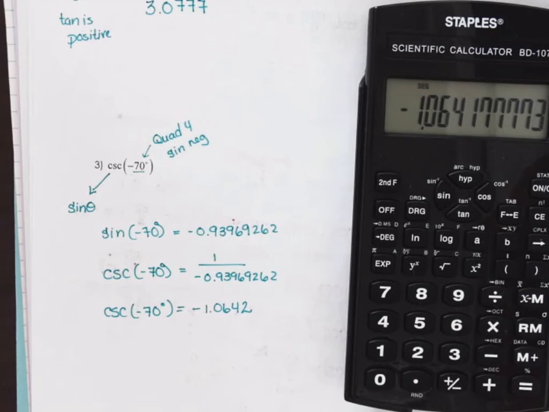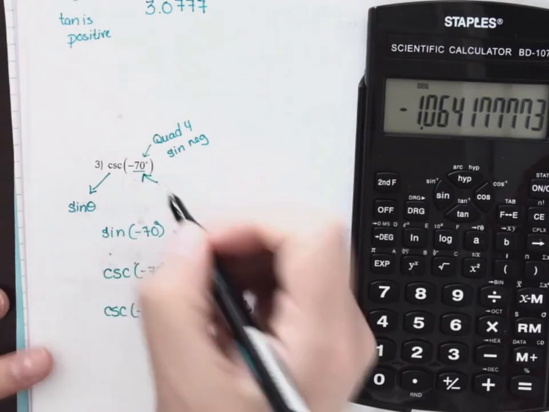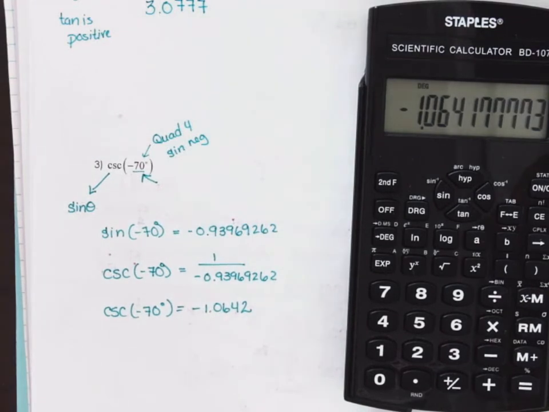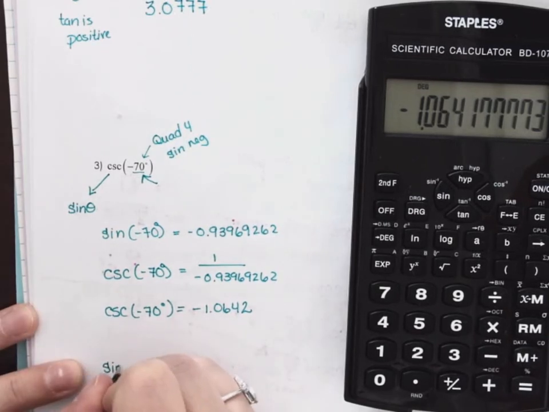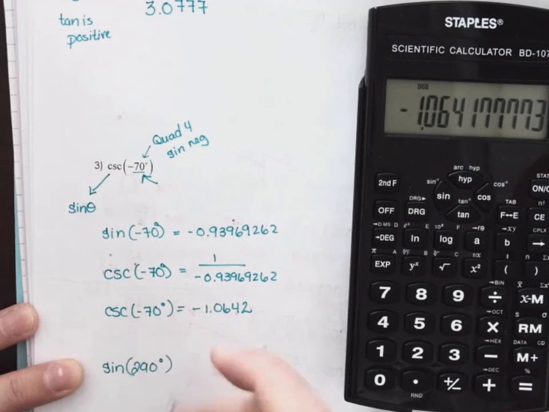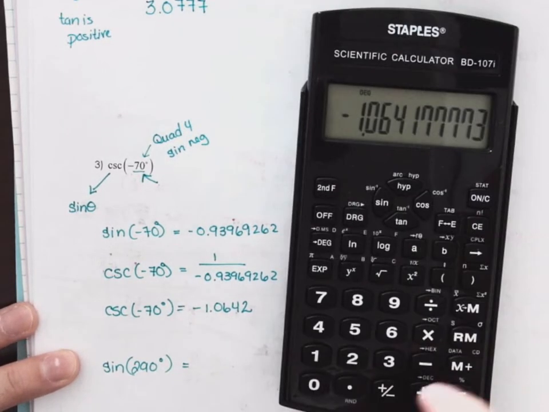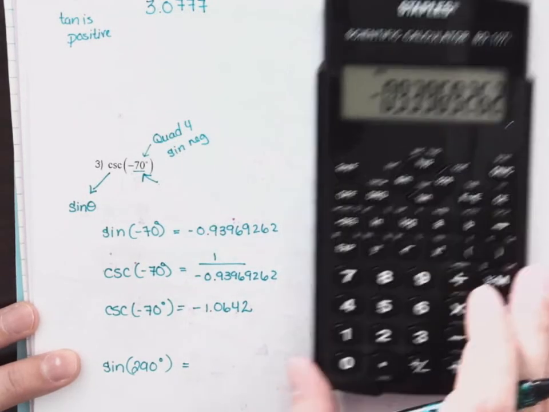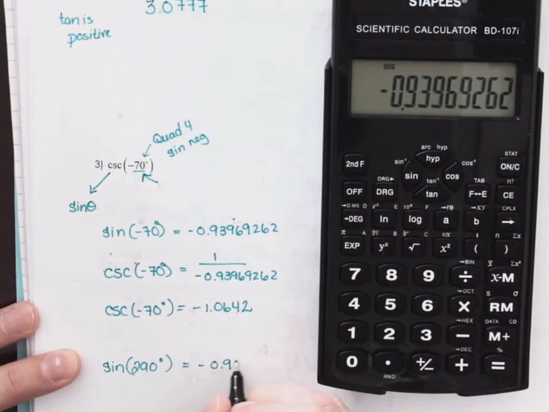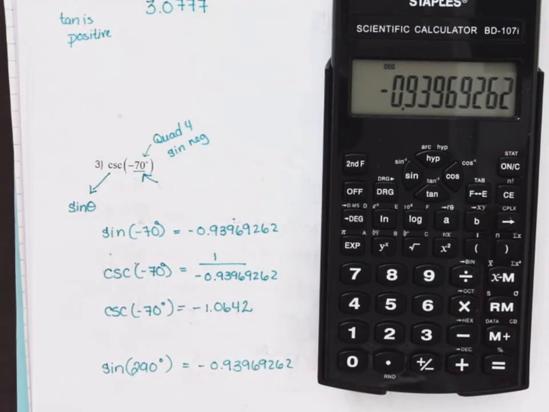Just for funsies, what is the positive coterminal angle to this? 290. Yep. So if I did sine of 290 degrees, because that's the positive coterminal angle, notice I get the exact same answer. So whether you did the negative in your calculator or whether you did the positive coterminal angle, it doesn't matter, because you're at the exact same place, so you should get the exact same number. So it doesn't matter which one you use.